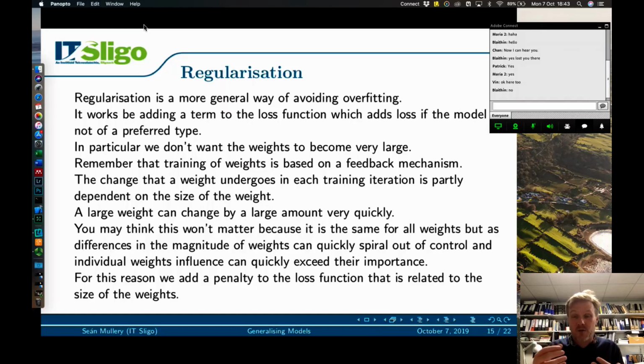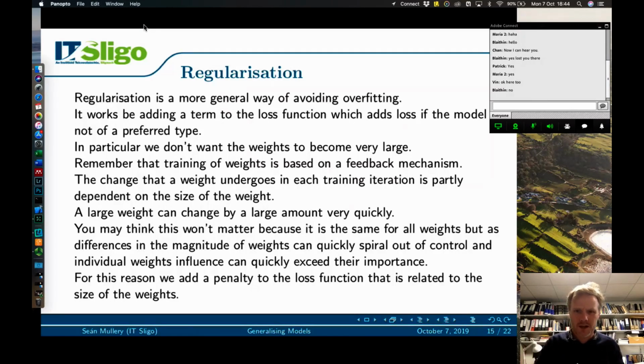The difficulty is that we have to include a hyperparameter with our regularization. And of course, once it comes to a hyperparameter, we need to either tune it or choose a good value. That's going to choose the level of regularization that we're going to have, and hence the trade-off between overfitting and underfitting. Okay, so nothing ever works perfectly in this that is going to do it by itself. It works by adding a term to the loss function. We'll see an example of this loss function in a minute. What it does is add loss to the model if the model is not of the preferred type. In particular, we don't want the weights to become very large.